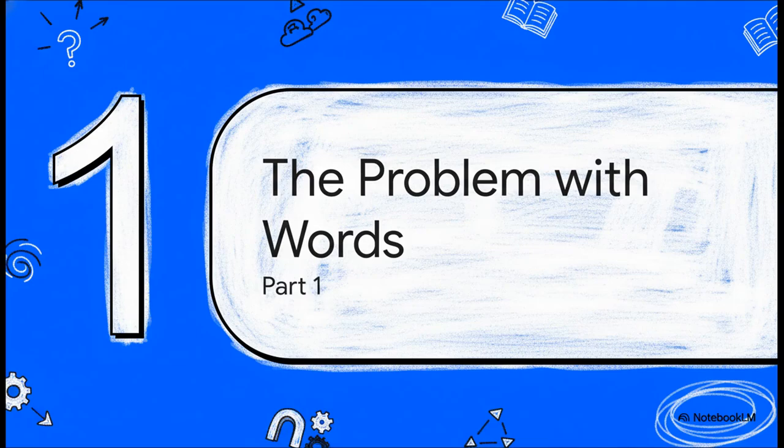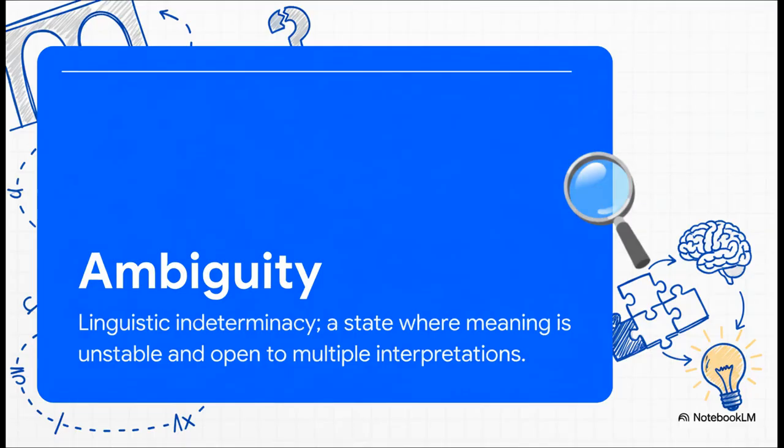All right, first things first. Before we can appreciate the solution, we have to really get our heads around the problem. And when it comes to language and communication, that problem can be boiled down to one single powerful word. Ambiguity. It's what happens when words get fuzzy. It's that state where a word or a sentence could mean a few different things, and suddenly, communication just breaks down. You can think of it like static on the radio. It just garbles the message.